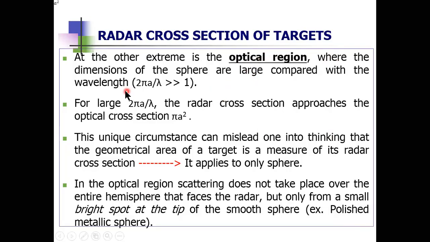The third one is the optical region, where 2 pi a by lambda is much greater than 1, on this side of the graph. Here, the value of sigma by pi a squared is exactly equal to 1. That's why sigma approaches the optical cross section, the projected cross section pi a squared. In this region, the incident power hits only the tip of the sphere, but that applies only to the sphere, not to other targets.